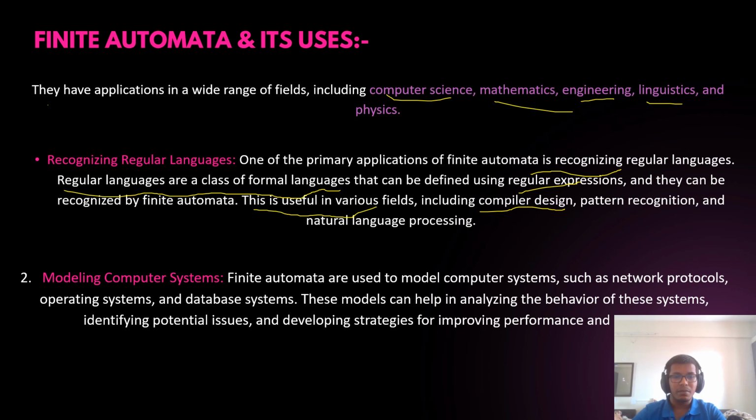Next comes modeling computer systems. Finite automata are used to model computer systems such as network protocols, operating systems, and database systems. These models can help in analyzing the behavior of these systems, identifying potential issues, and developing strategies for improving the performance and capability of the machine.